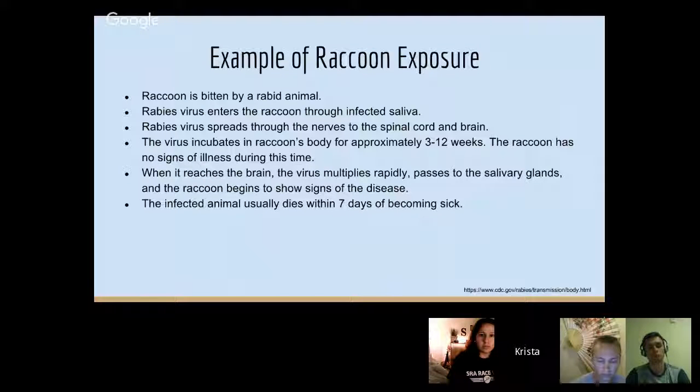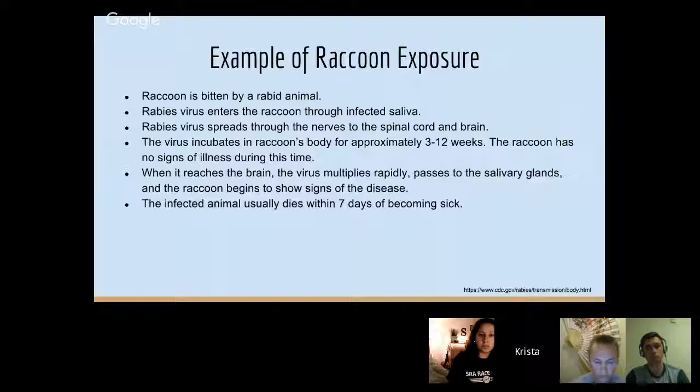This is an example I found of raccoon exposure. So it kind of lays out the process of the rabies virus. It starts with the raccoon being bitten by a rabid animal. The rabies virus enters the raccoon through infected saliva. The virus spreads through the nerves to the spinal cord and brain.